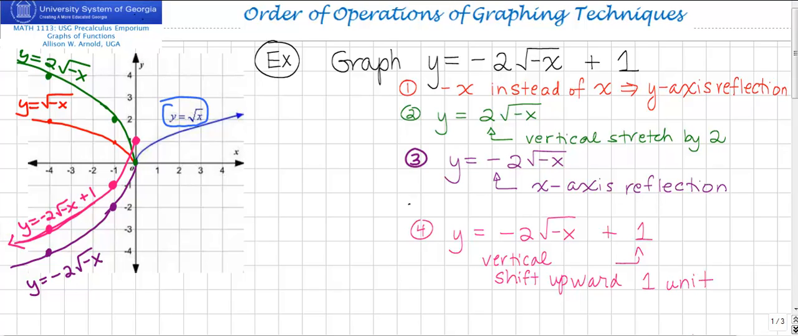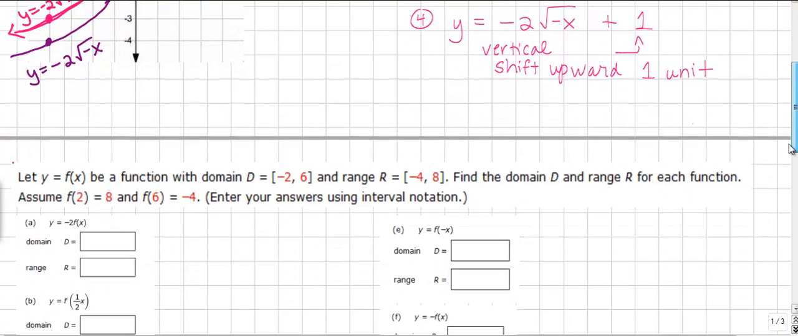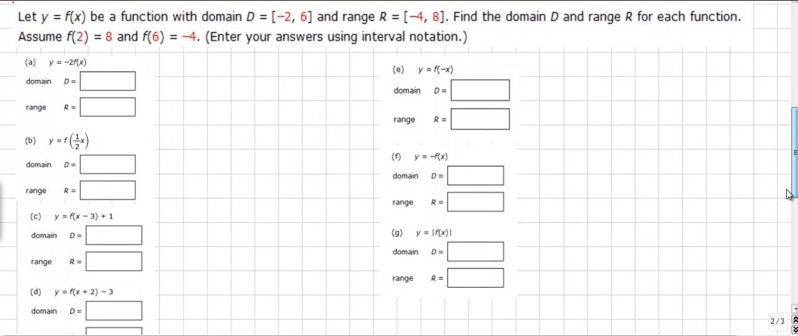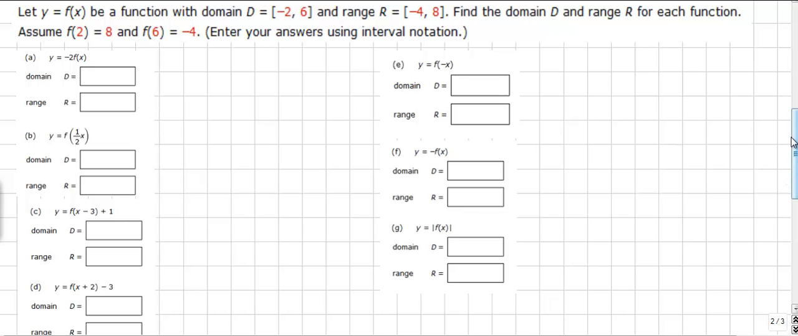Okay, in our last video together, we saw how to handle order of operations. So I wanted to show you the same image that we used at the end of the last video, just to remind you to work inside out when you are handling the order of the graphing techniques. Let's take a look at an example on your homework.